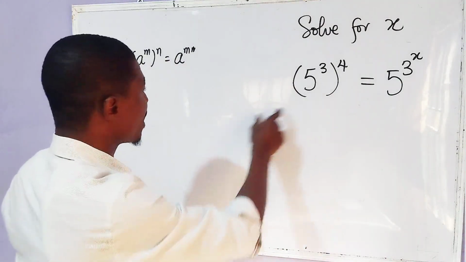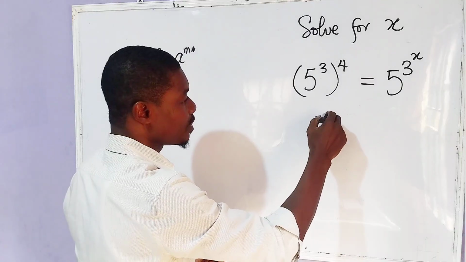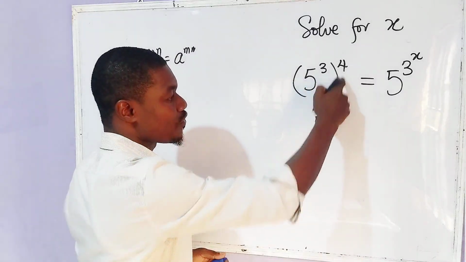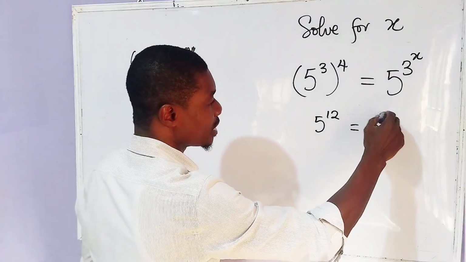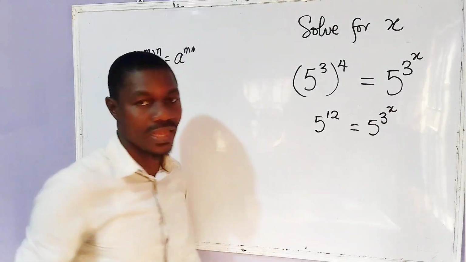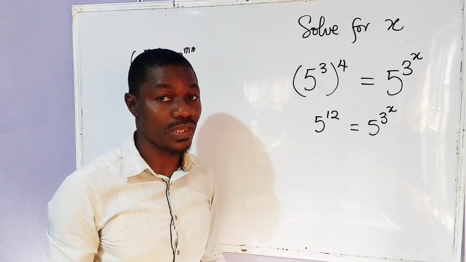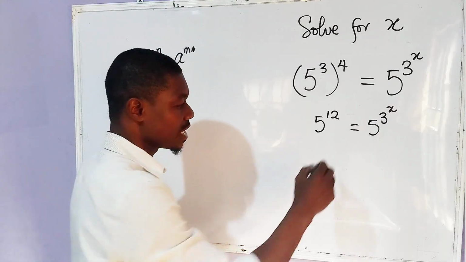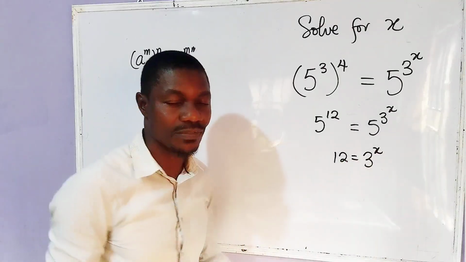So we apply this rule here, which gives us 5^12, because 3 times 4 gives us 12. Now which gives us 5^(3^x). Since we now have the same base, all we need to do is to equate the exponents. Now this gives us 12 equals 3^x.